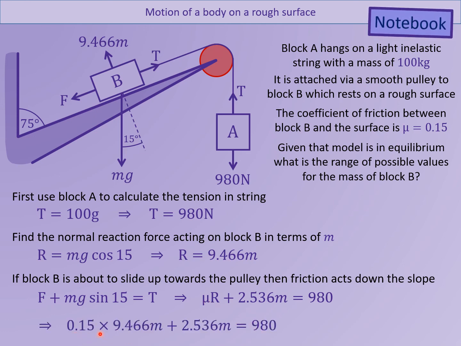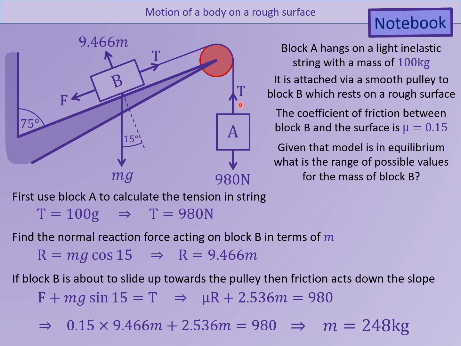There we go, 0.15 times the R value plus this bit of the extra weight that's pulling down here. And we know that it's going to equal the tension pulling up. So everything pulling in this direction must equal everything pulling in that direction. So that gives me a mass of 248 kilograms. If I had that B value as a mass of 248 kilograms, it will be just about to move. Anything less than that, 247 kilograms, is too light, and that definitely would move.